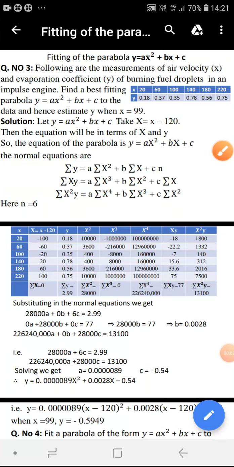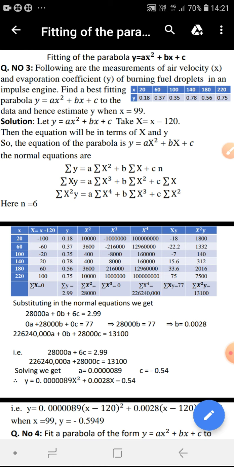We shall continue fitting of the parabola y equal to ax square plus bx plus c. So question number 3. Following are the measurement of air velocity x and evaporation coefficient y of burning fuel droplets in an impulse engine. Find a best fitting parabola y equal to ax square plus bx plus c to the data and hence estimate y when x is equal to 99.